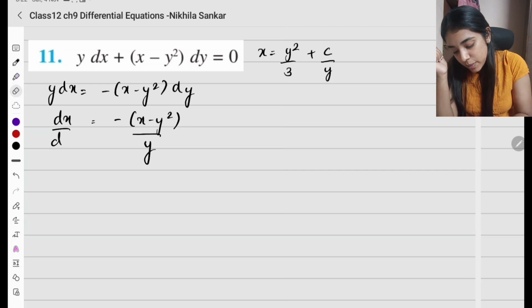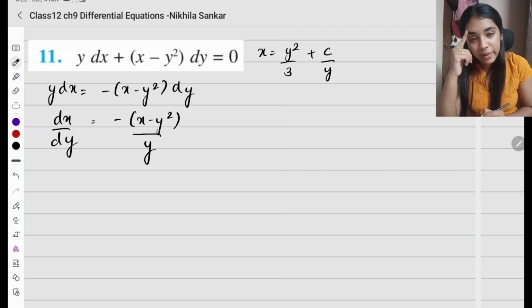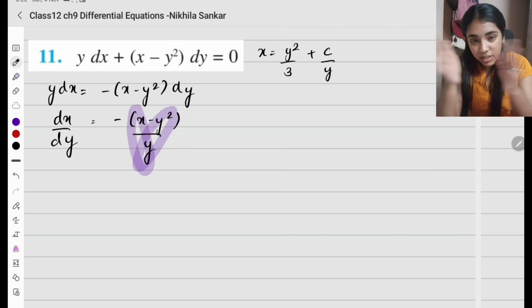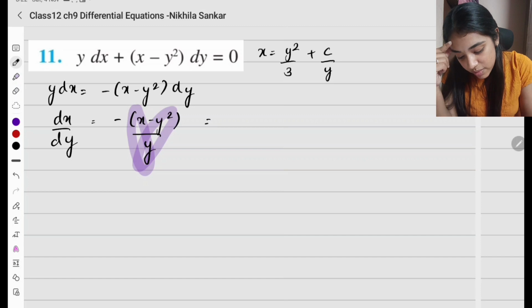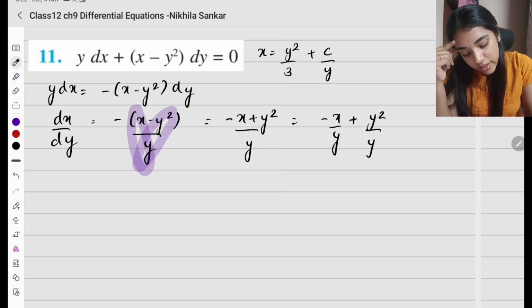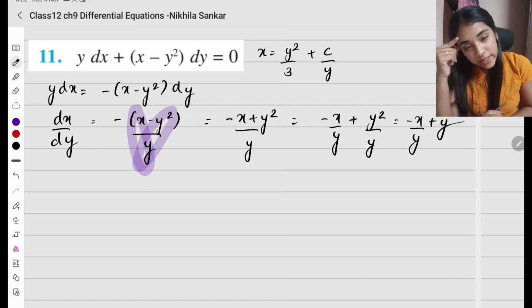இப்படி பண்ணாதான் நம்மளால split பண்ண முடியும். தெரியுதா? If you do dy by dx, you will not be able to split the numerator and the denominator. But here you can split the numerator and the denominator with a minus sign. So என்ன பண்ண போறோம்? First minus உள்ள multiply பண்றேன். So I have minus x plus y square the whole divided by y. So இதை split பண்ணா I have minus x divided by y plus y square divided by y. So this is minus x divided by y plus y.